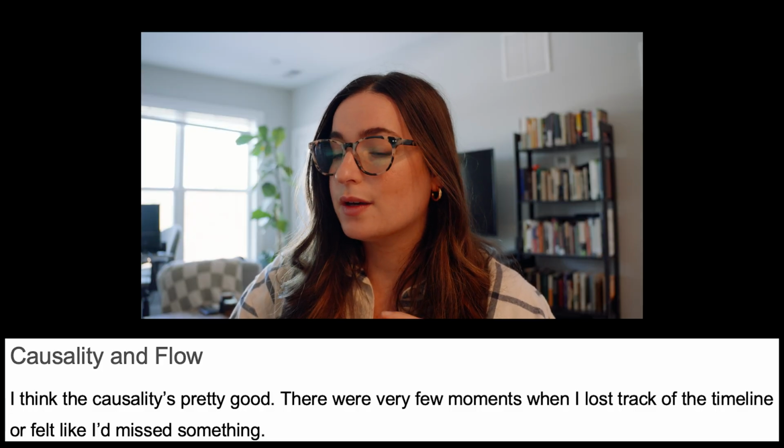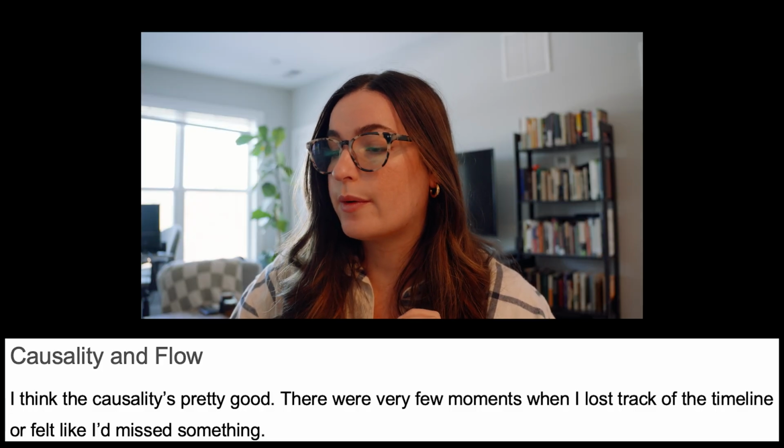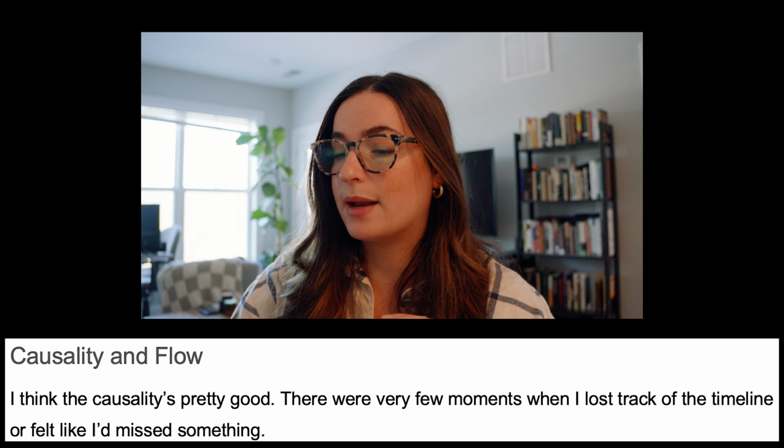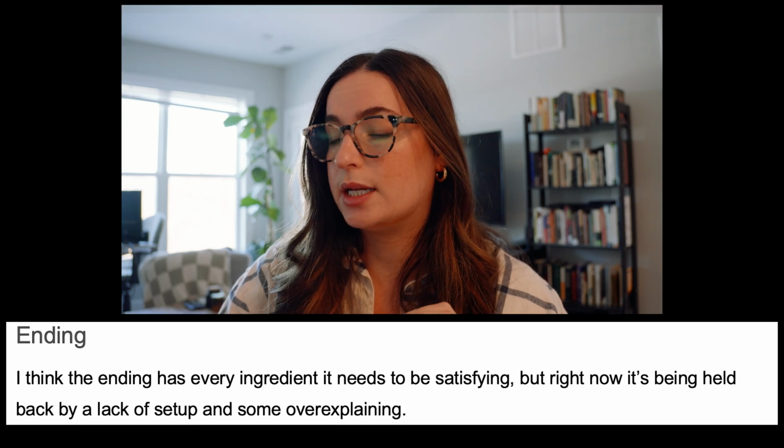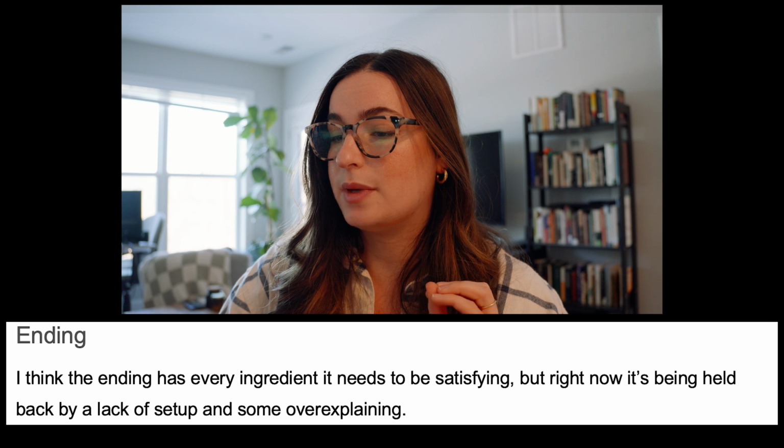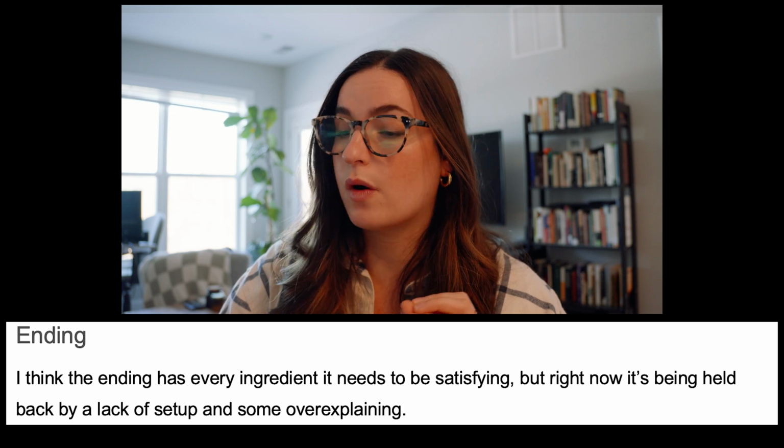Causality and flow. I think the causality is pretty good. There were a few moments where I lost track of the timeline or felt like I'd missed something. The ending. I think the ending has every ingredient it needs to be satisfying, but right now it's being held by a lack of setup and some over-explaining.